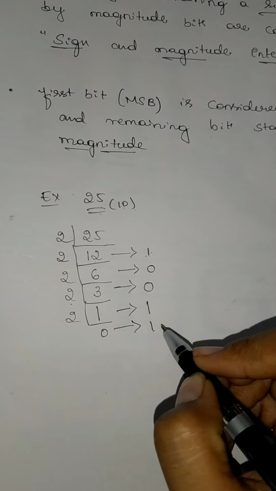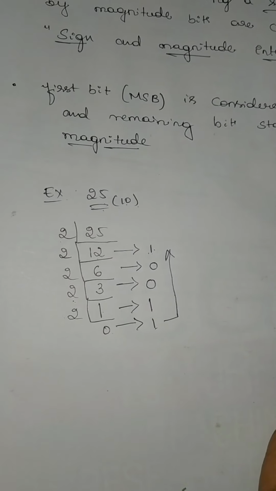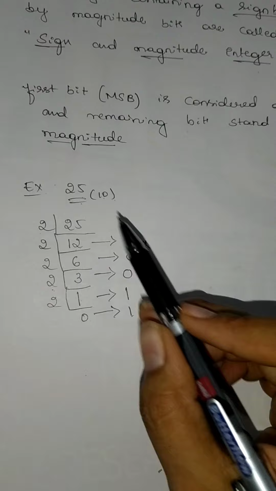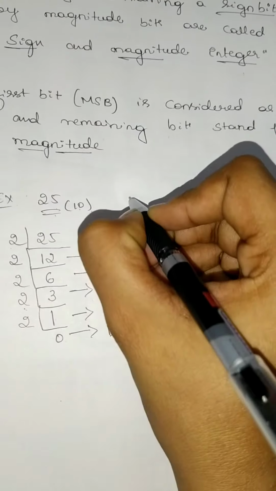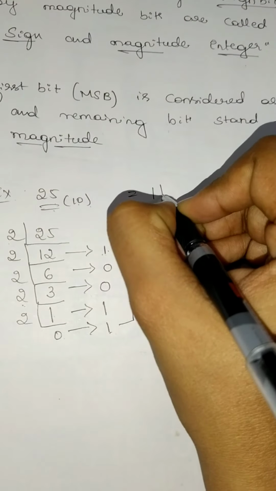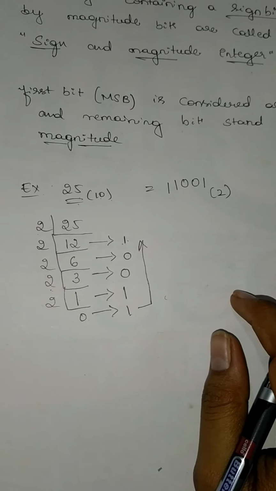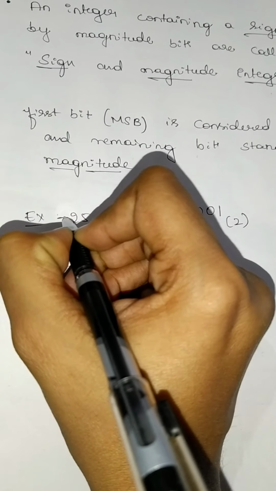Okay, so this must be written from bottom to top. So how do we represent this 25 in binary? It is equivalent to, writing from this way to this way, 1 1 0 0 1. The base is what? 2. Okay, but we are using a positive number.